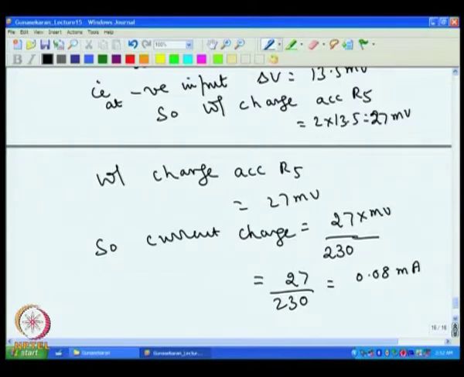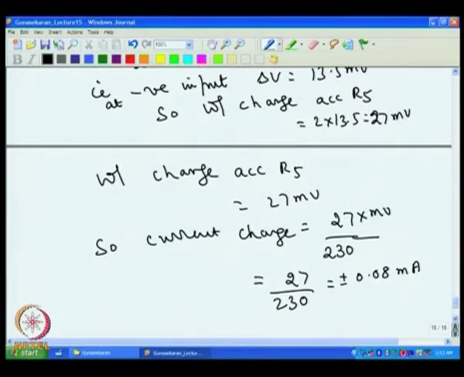So if we have a 0.08 milliampere change in the 20 milliampere current due to the drift of the zener. If the zener voltage drifts by 30 ppm, then you will have an output current drift of 0.08 milliampere. Since the expected voltage change is plus or minus, this current change also can be plus or minus 0.08 milliampere. This is the current error expected because of the zener voltage drift.